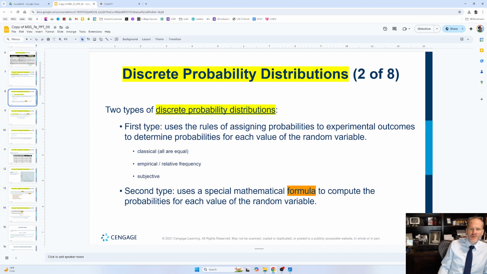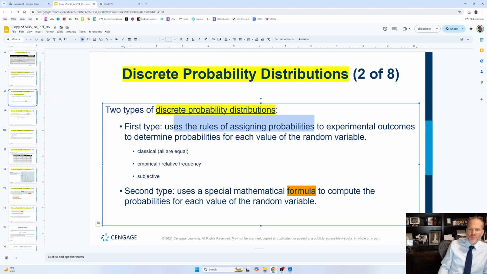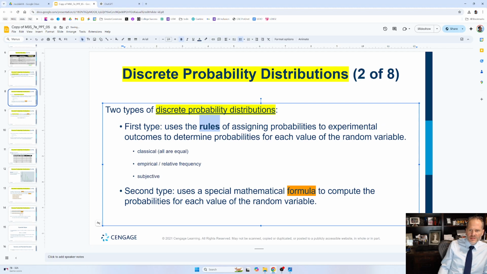And so there are 2 types of discrete probability distributions. The first type uses the rules of assigning probabilities to experimental outcomes to determine probabilities for each value of the random variable. So we're going to use whatever the rules are for assigning probabilities to experimental outcomes. How do we assign probabilities to different outcomes? We could do that with the classical method. We could say, hey, all the probabilities are equally likely. That would be like rolling a fair die or tossing a fair coin. The probabilities are equally likely.